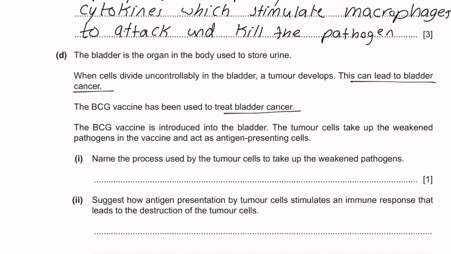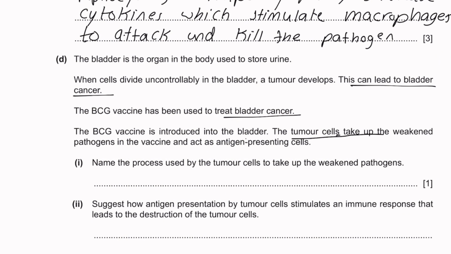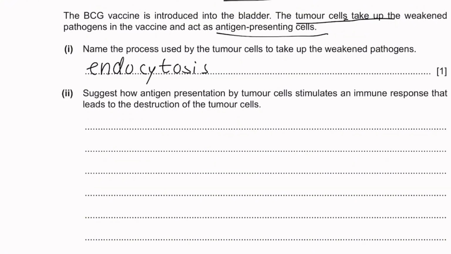Okay, yes, so what happens here is that the tumor cells themselves take up the pathogen, and they act as antigen-presenting cells. The name of the process by which the tumor cells take up the weakened antigens is going to be endocytosis, or phagocytosis, but I would prefer you just write endocytosis, because this is not a phagocyte, it's a tumor cell. Suggest how antigen presentation by tumor cells stimulates an immune response that leads to the destruction of tumor cells.